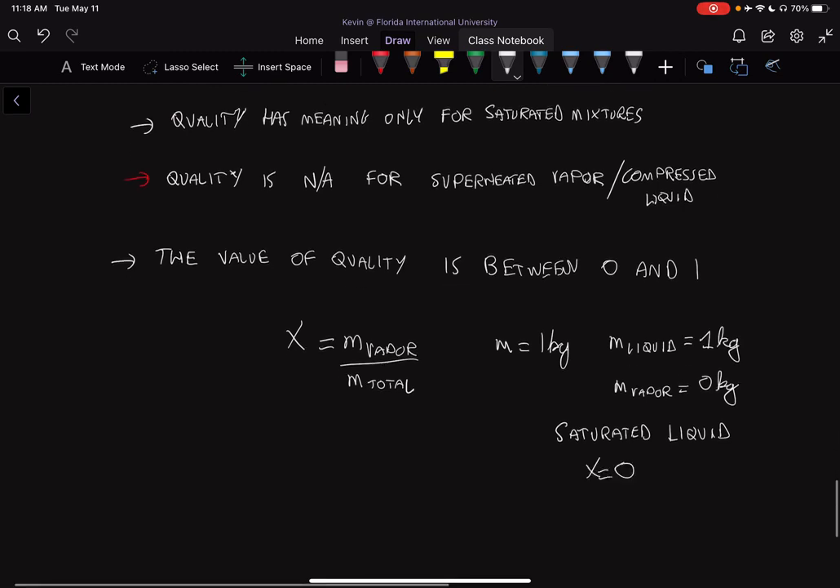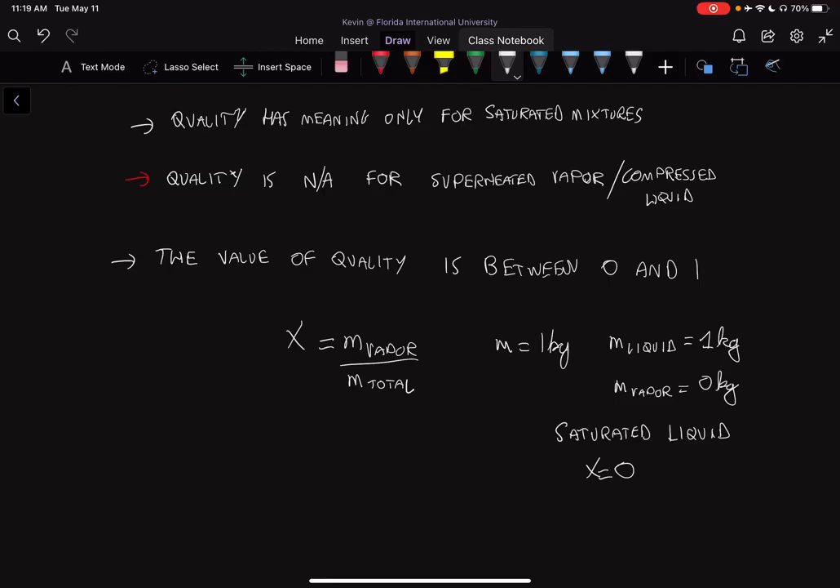is equal to 0. Then at point 3, we have a mix between vapor and liquid, so our x might be 0.5 or 0.6 or 0.4. And then eventually, when everything is turned to vapor and we're still at the saturation temperature, we now have a quality of 1, and that would be our maximum quality.